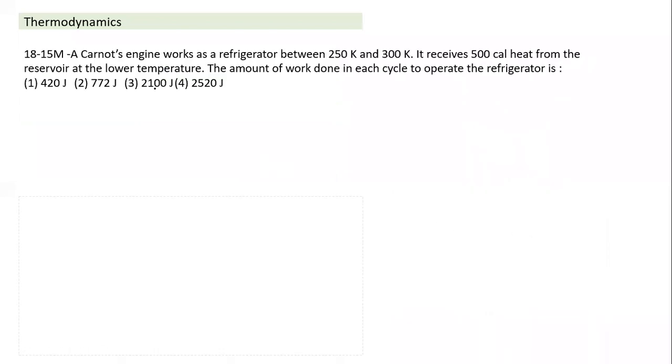So here, a Carnot engine works as a refrigerator. These are the two temperatures. 250 K is roughly minus 23 degrees centigrade. And 300 K is 27 degrees centigrade. So this is something we assume here. This is the temperature inside the refrigerated compartment, and this is the air temperature. So these numbers are typical of what happens in a real life refrigerator. It works between these two temperatures.